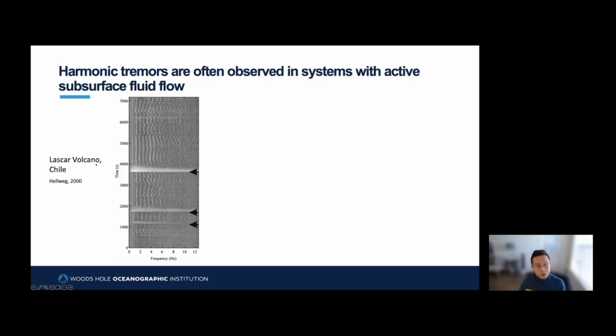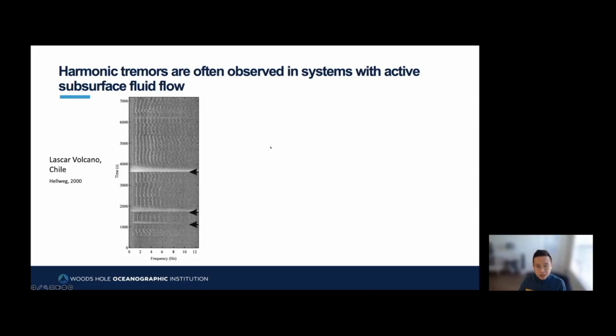Here is an example from the Lascar volcano in Chile. This is a spectrogram like the one I showed you previously, although rotated by 90 degrees, where the y-axis is time and the x-axis is frequency. On this, you can clearly see these gliding spectral lines that are completely synchronized in their frequency variation. And it lasted almost the entire 2 hours of this data segment.